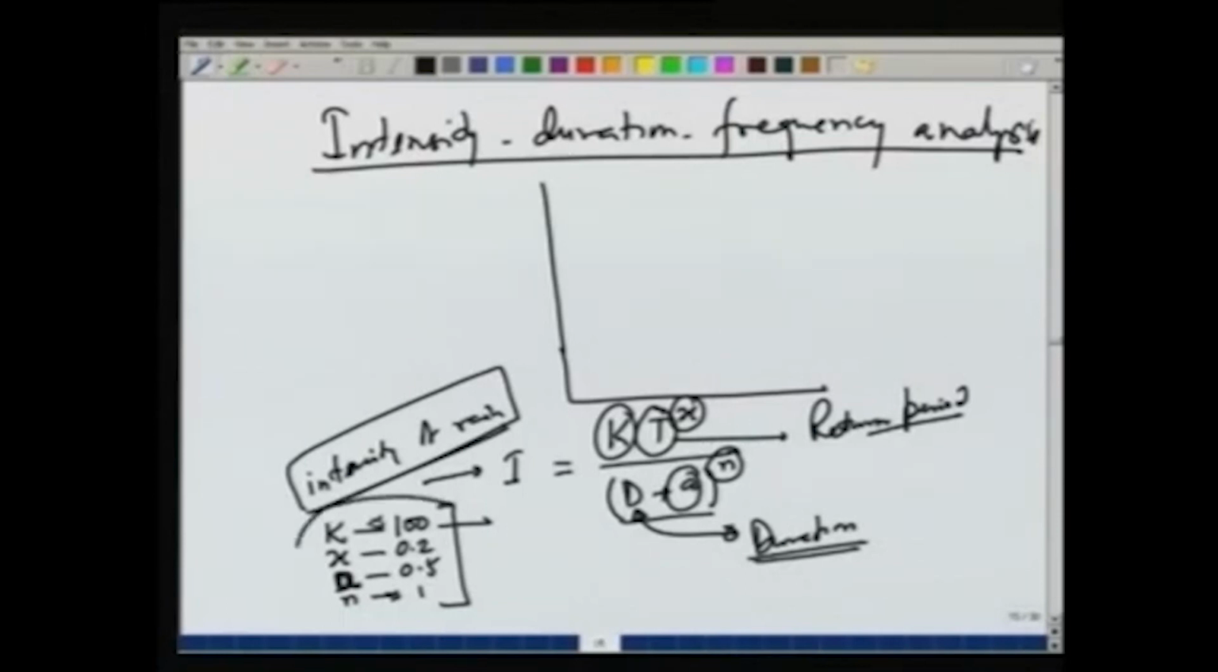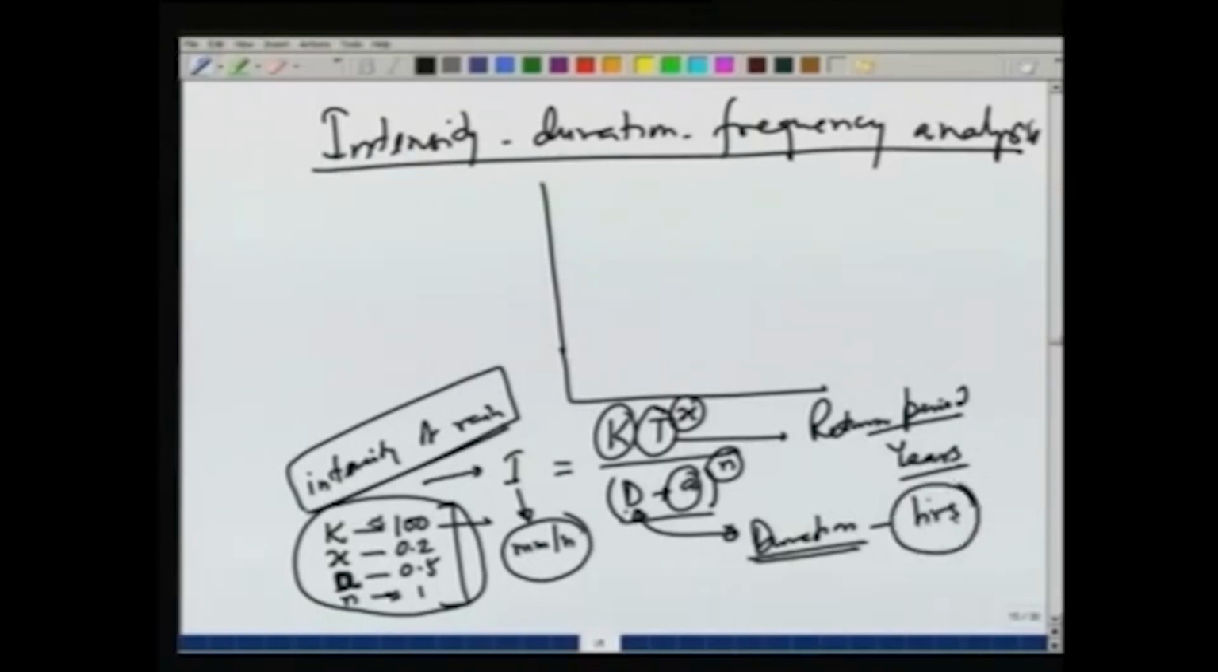So, these typical values can be used and this will give us the intensity of rain in millimeter per hour. Time return period typically is in years and duration is generally in hours. So, these values will enable us to compute the intensity of rainfall for any return period and for a given duration of rainfall. Later on we will see that this duration will depend on the catchment area.